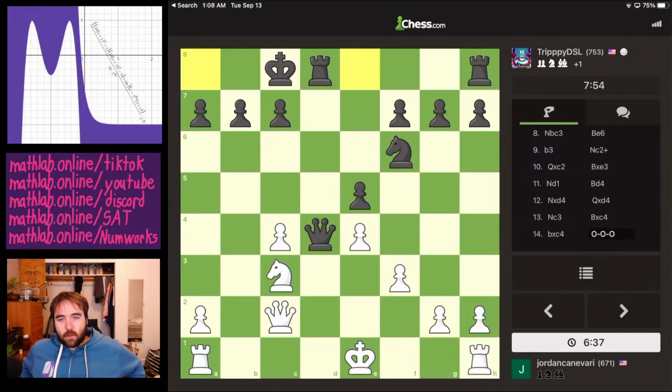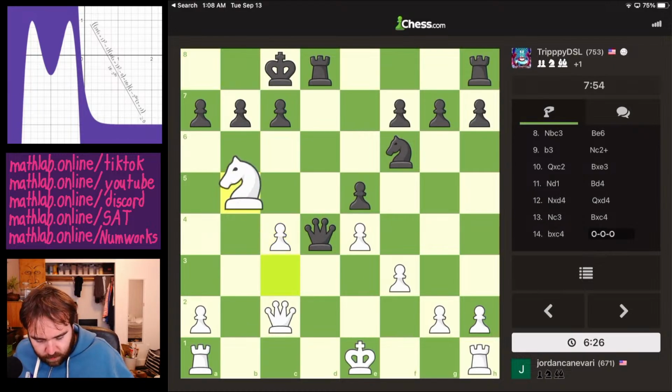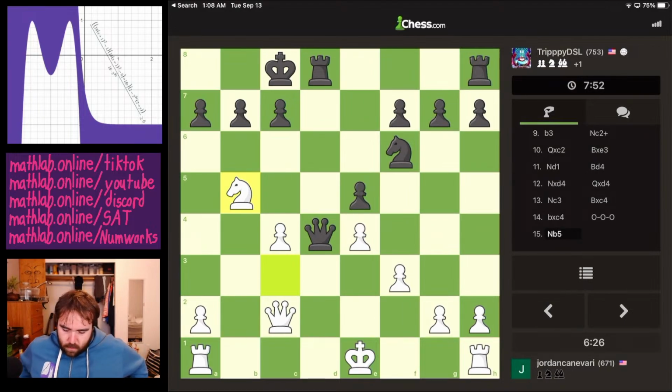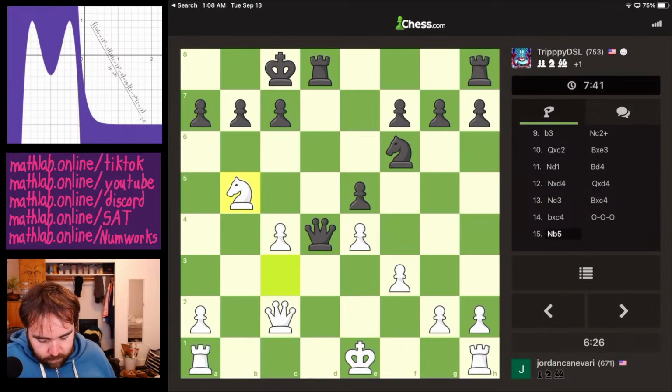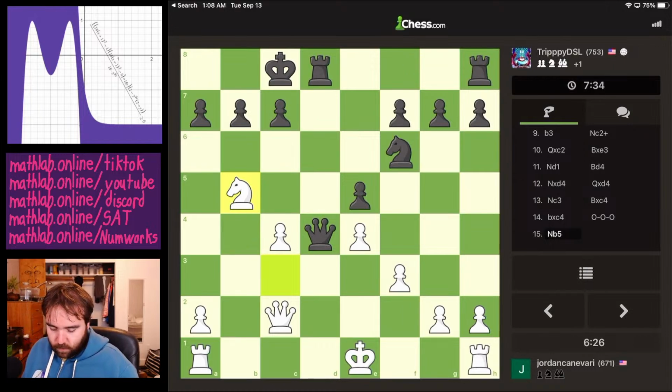So... Can I do that? No. Oh, wait, yeah. No, I'm decently protected there, because I got the queen and the rook. So that's not bad. So he's got to move the queen now. And I can at least go take that pawn, although that's not super useful.